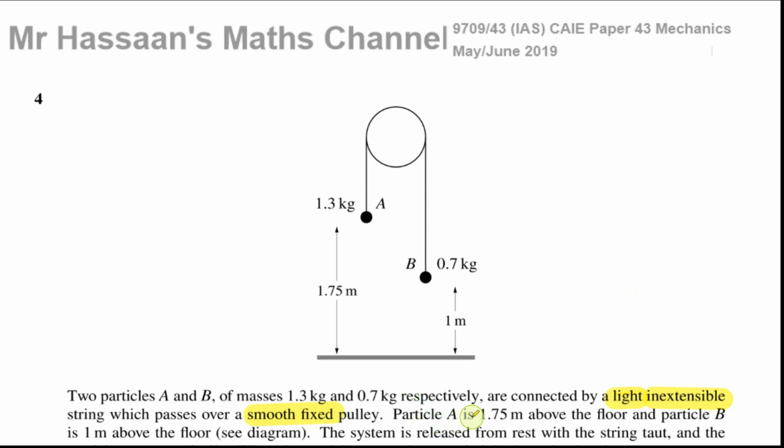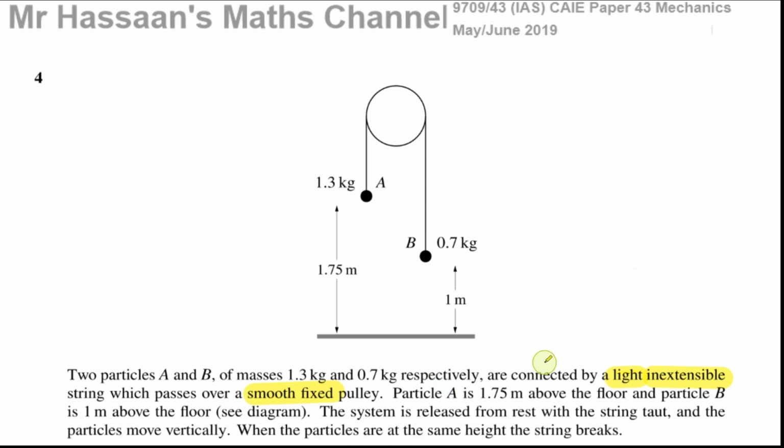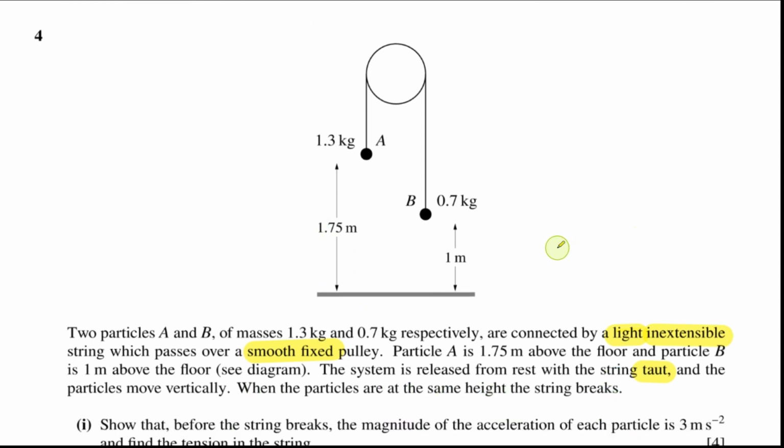All right, particle A is 1.75 meters above the floor, and particle B is 1 meter above the floor as shown in the diagram. The system is released from rest with the string taut. The string taut means there's tension in the string, it's not just loose. And the particles move vertically. So A is going to move down, B is going to move up. When the particles are at the same height, the string breaks.